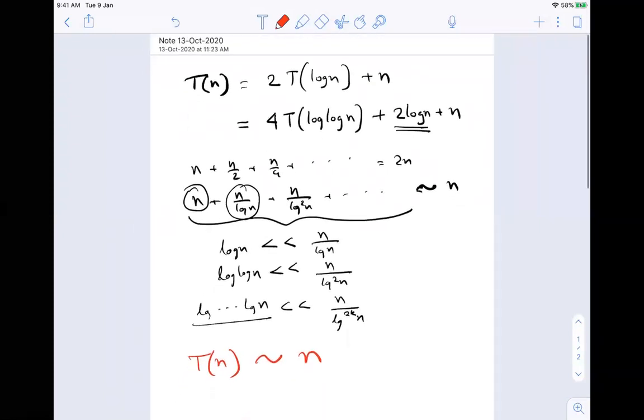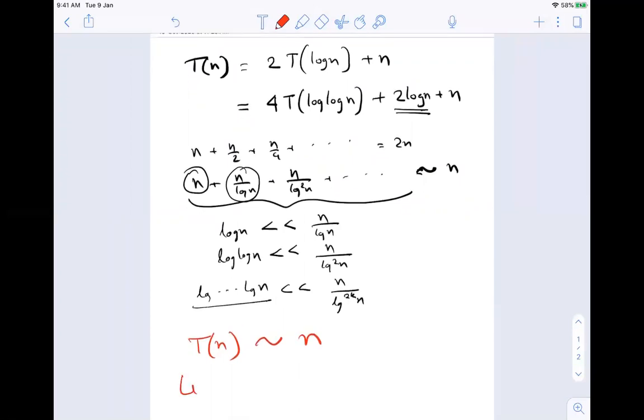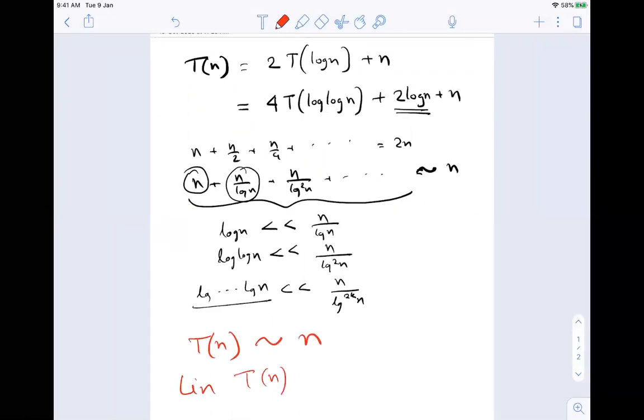Now you can try to prove this. Basically T(n)/n. So what do we have to do? You have to prove that the limit of T(n)/n goes to 1.